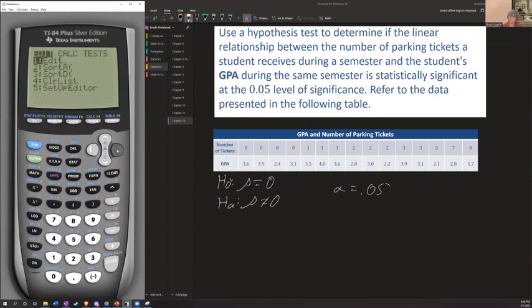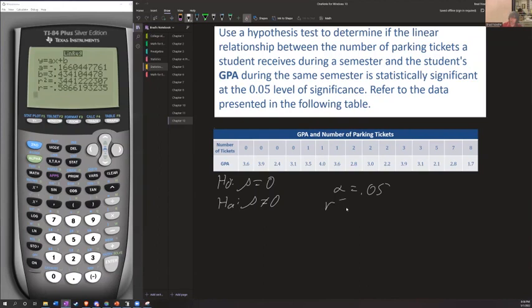So now I'm going to go to Stat Calc, linear regression. Taking a look here, I find that my R equals negative 0.586619. And here, I'm just going to round to 6 places, just because it's an intermediate calculation. This is not what I'm looking for here. I'm looking to find my test statistic.